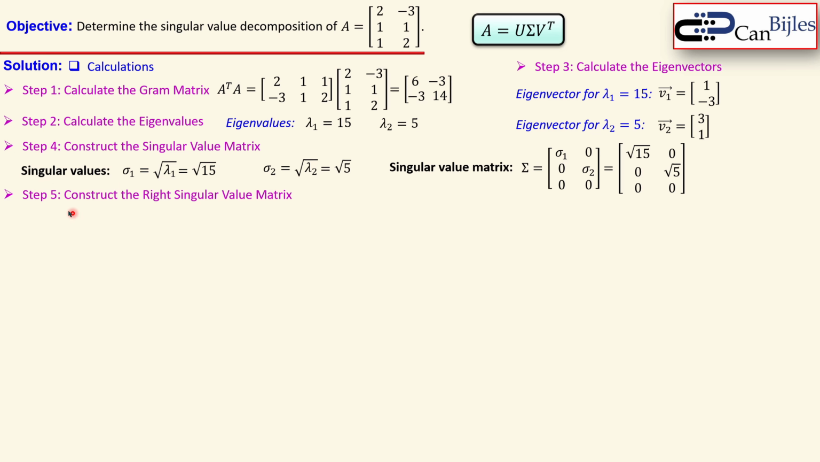Now step 5 is to construct the right singular vector matrix, which is this V actually. So we need to have two columns here, which are then v1 and v2.